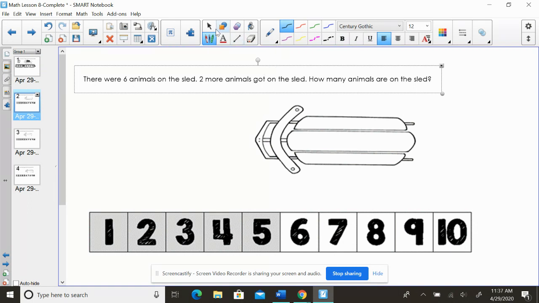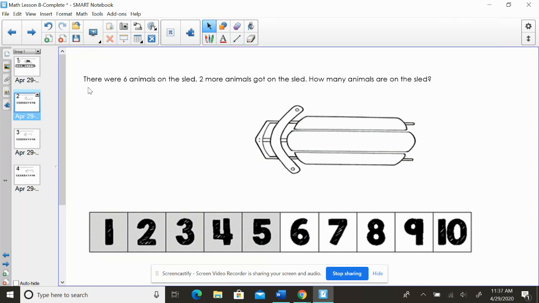The next problem says, there were 6 animals on the sled. So I'm going to go ahead and draw 6 animals. 1, 2, 3, 4, 5, 6.